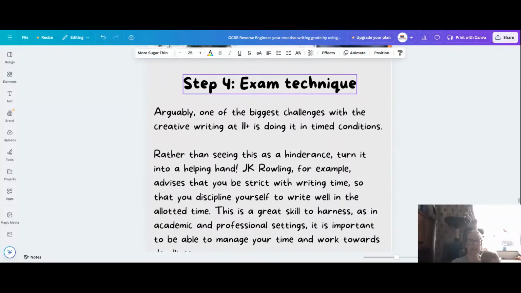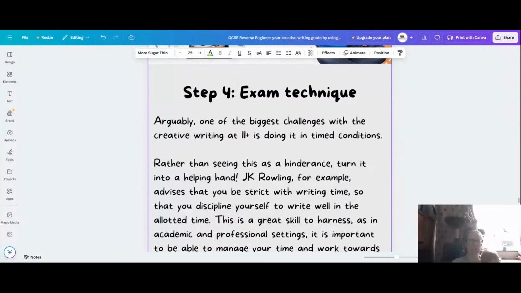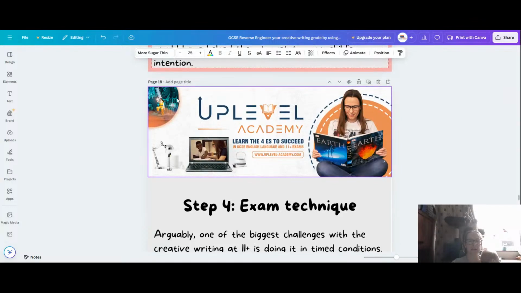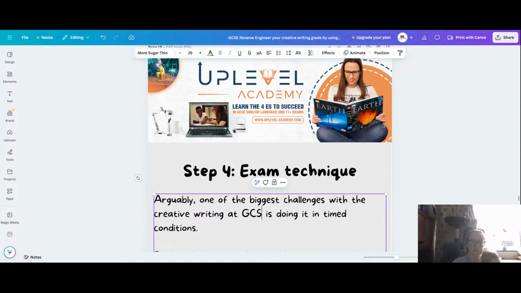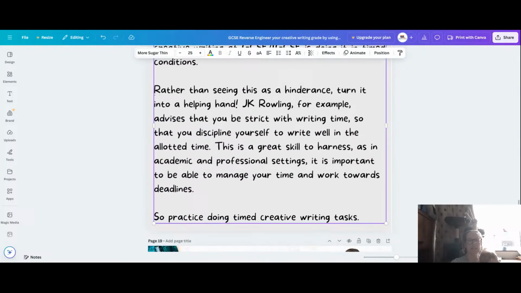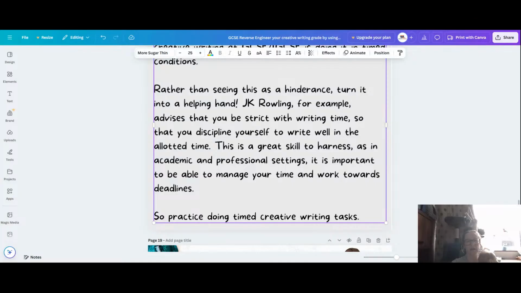And step 4, exam technique. Arguably one of the biggest challenges with creative writing at 11 plus and GCSE. We do teach 11 plus, but we're focused on GCSE, so I'm going to change that because this is for GCSE and IGCSE, of course. So we're going to be focusing on that. Is doing it in time conditions. So rather than seeing this as a hindrance, turn it into a helping hand. J.K. Rowling, for example, advises that you be strict with writing time so that you discipline yourself to write well in the allotted time. This is a great skill to harness in academic and professional settings.